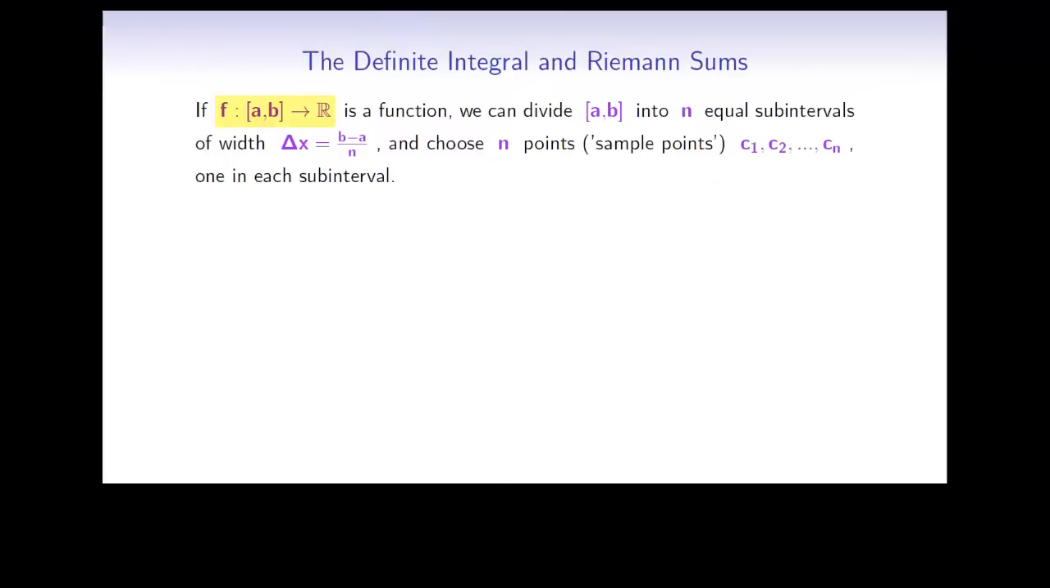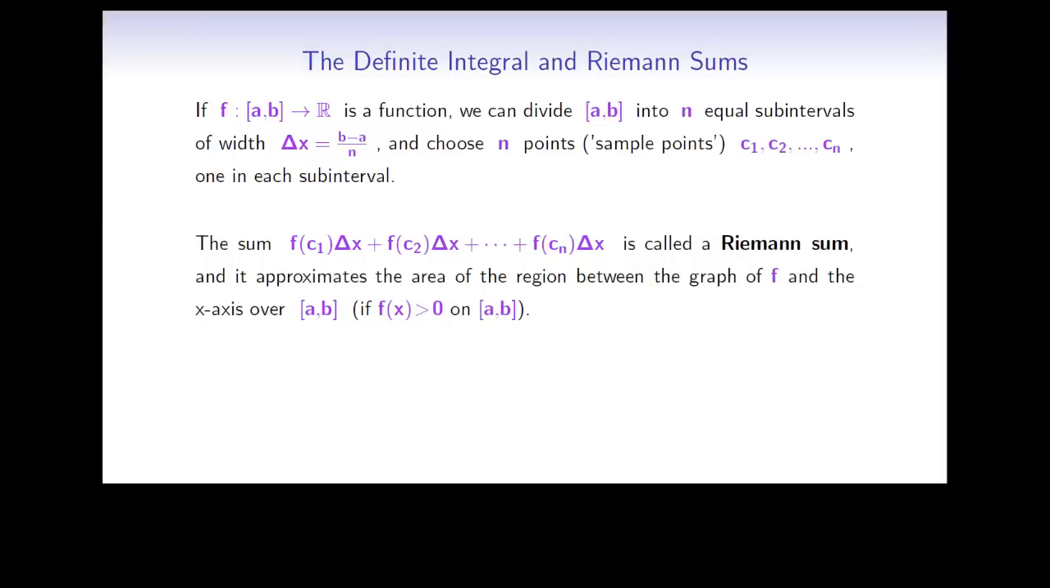If f from AB to R is a function, we can divide the interval AB into n equal subintervals of width delta x given by b minus a over n, and choose n points called sample points, c1, c2 to cn, one in each subinterval. Then the sum f of c1 times delta x plus f of c2 times delta x and so on up to f of cn times delta x is called the Riemann sum, and it approximates the area of the region between the graph of f and the x-axis over the interval AB, as long as f is positive.